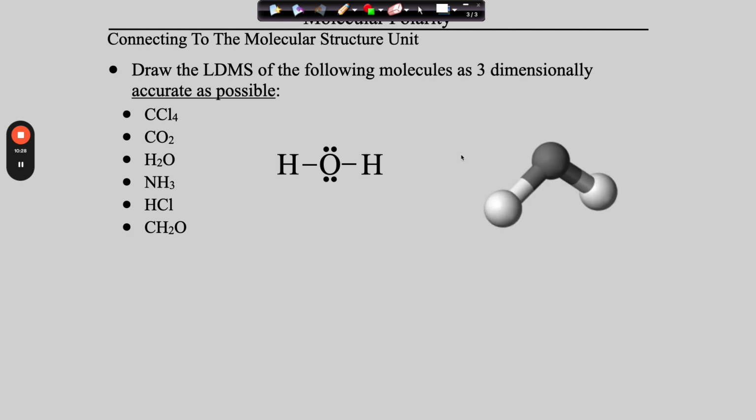Again, you don't need to know it's called bent. You don't need to know the angles are less than 109.5. You just got to be able to look at this and go, this is not the best way to draw water. And so we're going to redraw water like this so that it actually looks bent.